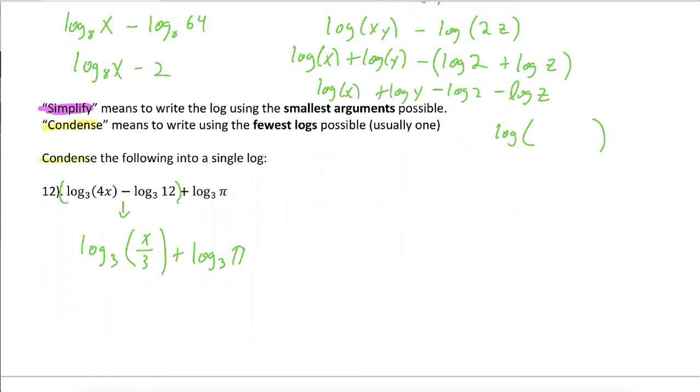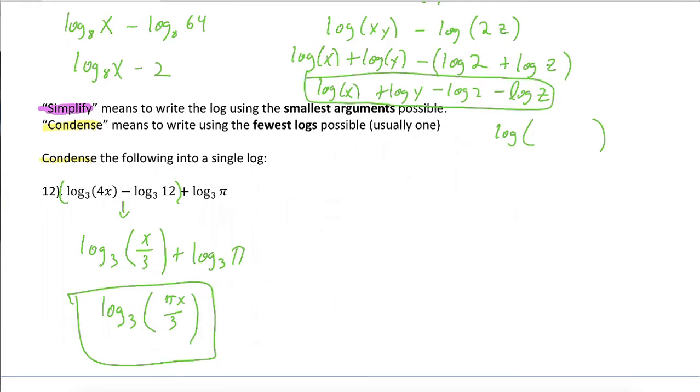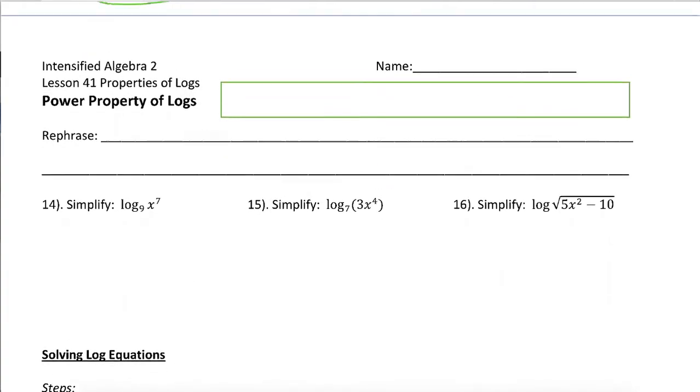And so our final step here would be to recognize that, okay, now I have the sum of two logs, and I can turn that into the log of a product, pi times x over 3, and that would be my final answer. We would call this condensed, not simplified. I know it sounds weird that simplified is the long one, but that's what we call it. It's like with radicals. Simplified means chopping it up into the smallest pieces possible. And there's one more property to go over.